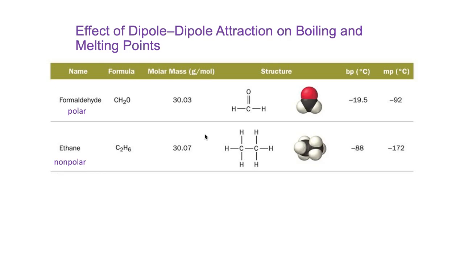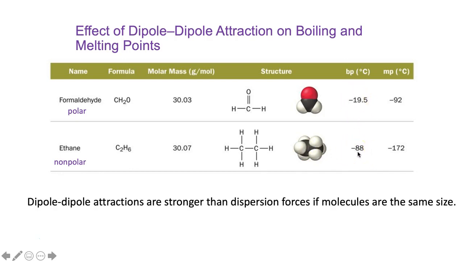Now let's compare a polar molecule with a nonpolar one where the molar masses are just about the same. So these were the structural formulas. Now look at the difference in the boiling points and the melting points. Formaldehyde, much higher melting point than ethane, negative 19.5 to negative 88. So dipole-dipole attractions are stronger than dispersion forces if molecules are the same size.